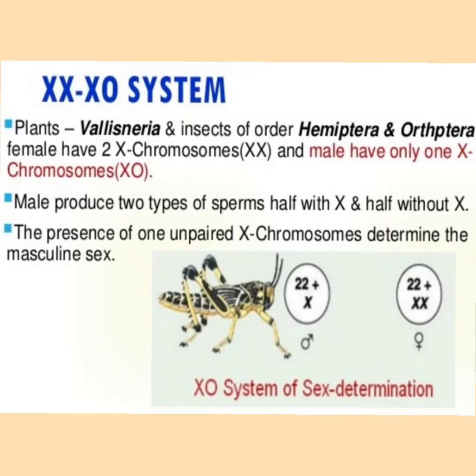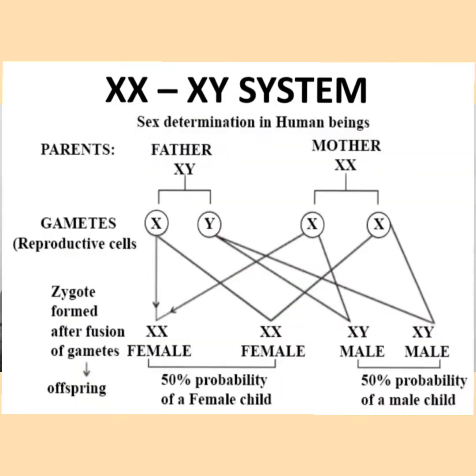X chromosomes. Now coming to the XX-XY system, which is seen in human beings, the father will have X and Y chromosome, and the gametes that are produced contain one sperm containing X chromosome, the other containing the Y chromosome, whereas the mother contains X chromosome and the ova that is produced will have only one type of chromosome, that is the X chromosome. The zygote that is formed by the fusion of the gametes will have a probability of 50% female child and the probability of 50% male child by fertilization.